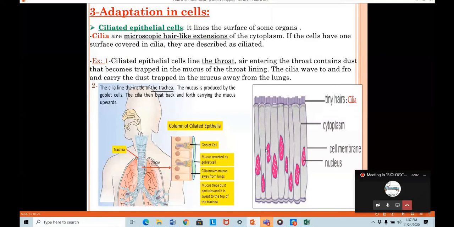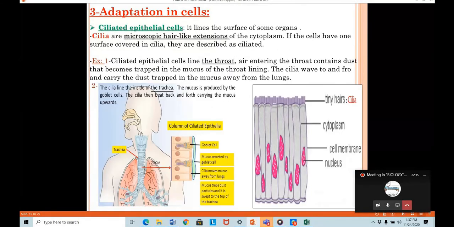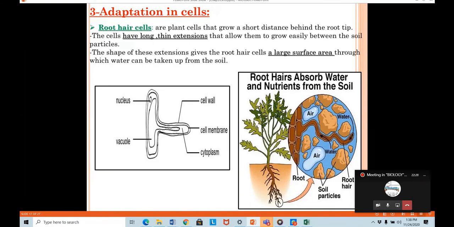Any questions about the ciliated epithelial cells? All clear? Miss, why did they call it ciliated? Yeah, because the cilia are present. What are cilia? The hair-like extensions, as we just now watched in the video. The name given to them is cilia. That is why these cells are known as ciliated epithelial cells.